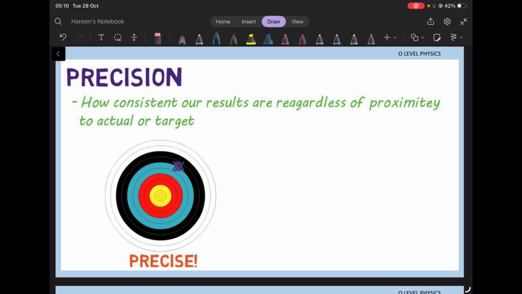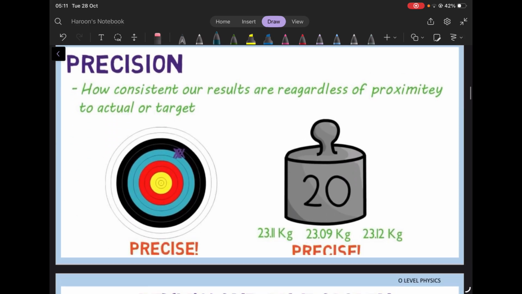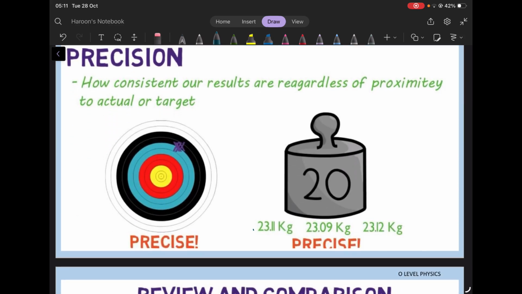So over here you can see all my three throws are very precise. Why? They are close to each other. So we just do a comparison whether they are close to each other. But the thing is, they are not accurate, because for them to be accurate, they should be in the yellow region. So they are precise but not accurate. Another example, over here we have 23.11, 23.09, 23.12. All of them are close to each other, so they are precise. But are they close to the actual target of 20? Not really. So they are not accurate, but they are precise, so they are close to each other.